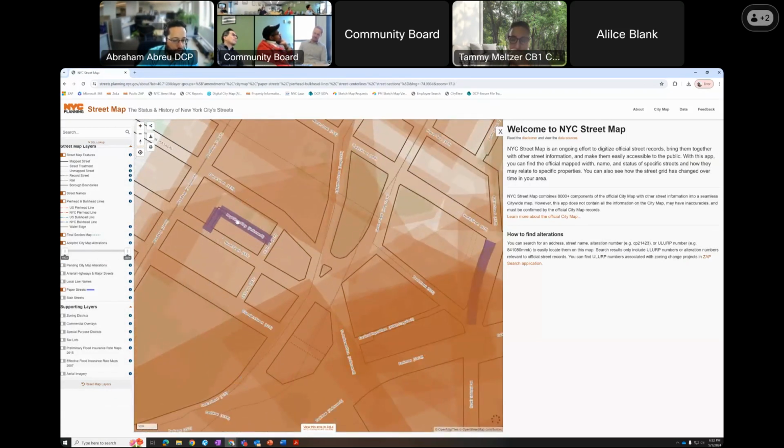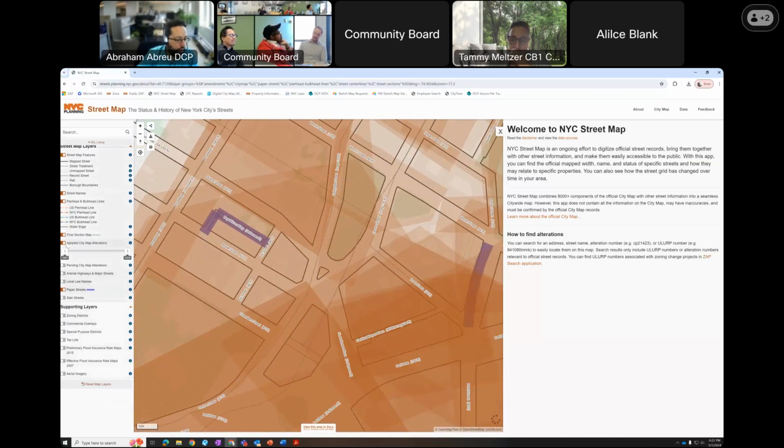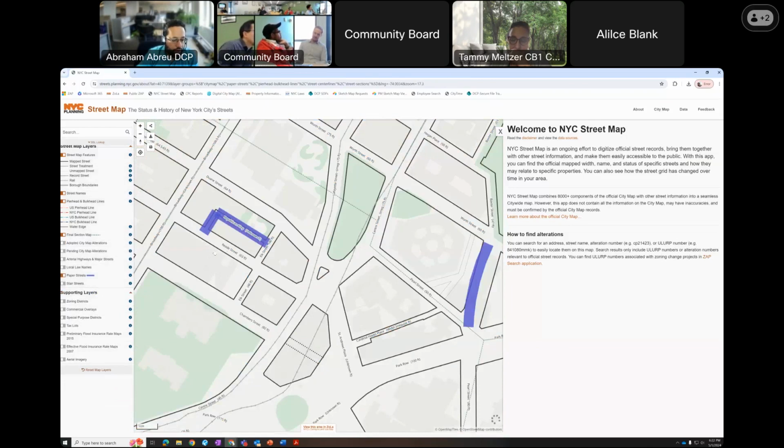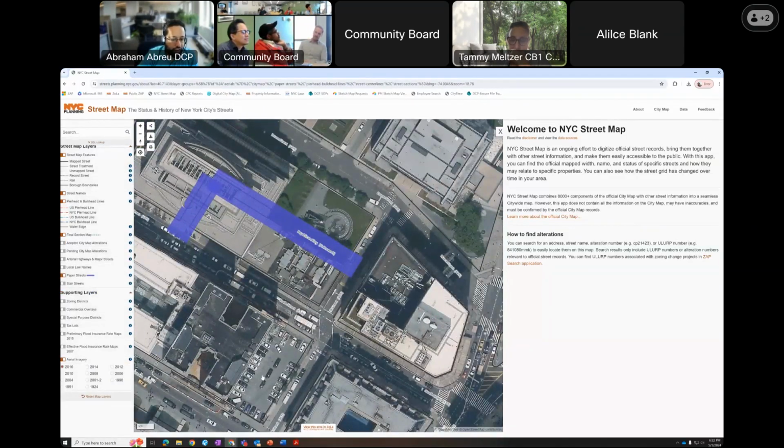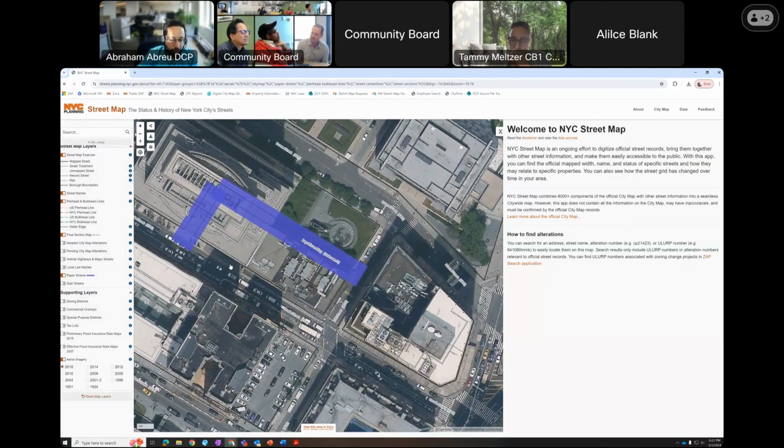So we'll jump ahead for a second here. Let me turn off the adopted city map alterations. And so you see here between Reade, Elk, Duane, Broadway, there's this Republican Alley that's mapped as a street. But if you come down under supporting layers and turn on aerial imagery, there's nothing actually there, right? There's a building sitting on top of it. But for some reason, that was never taken off the city map. So that is technically a street, even though it's a building.